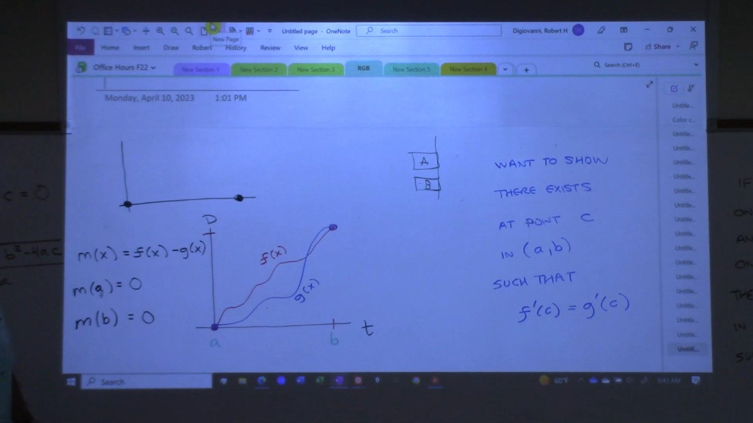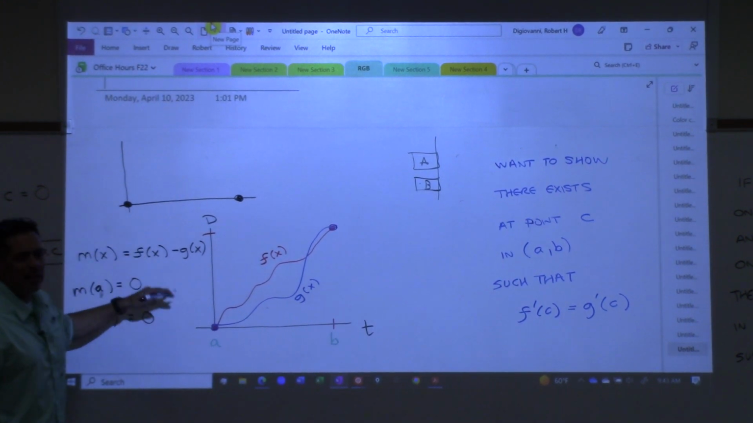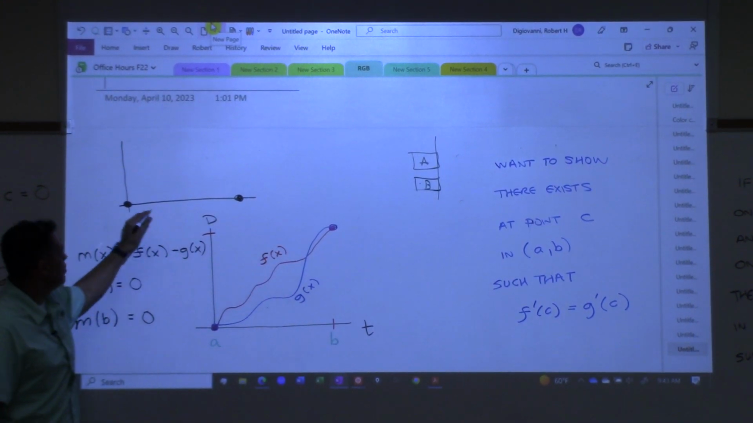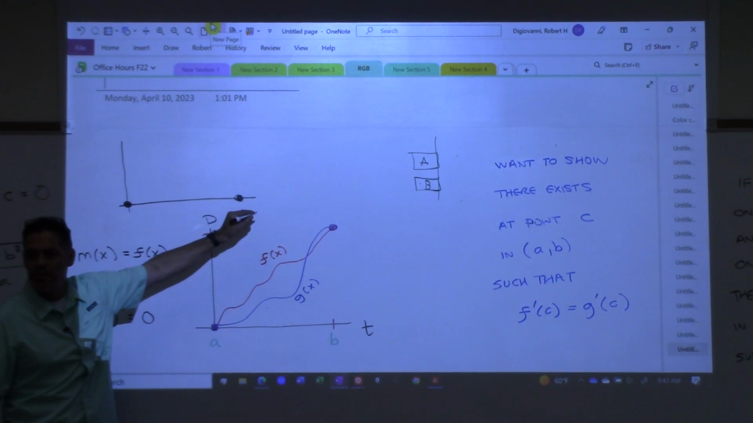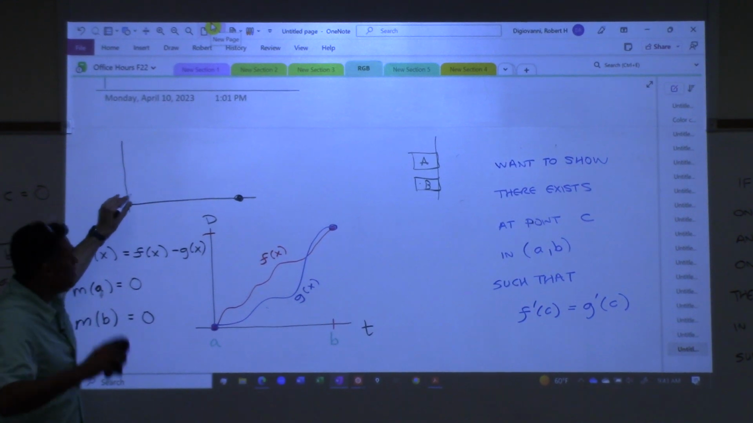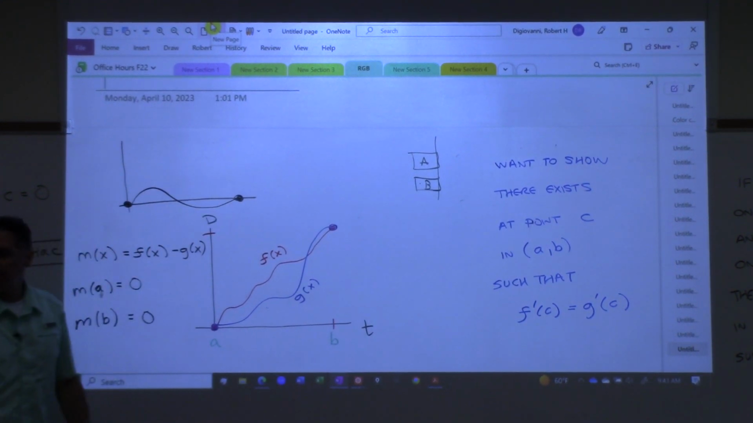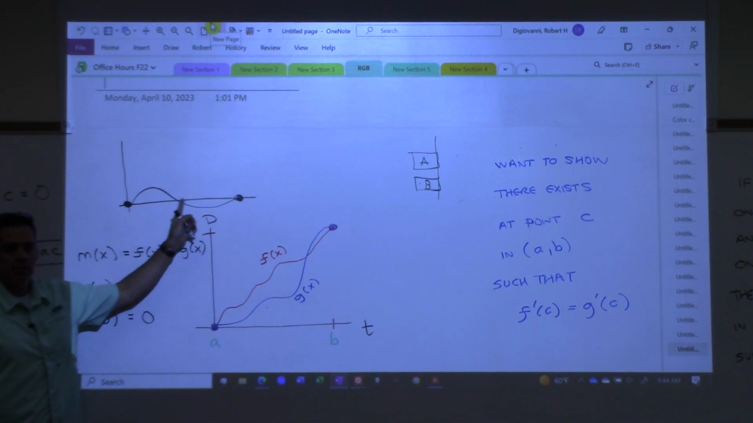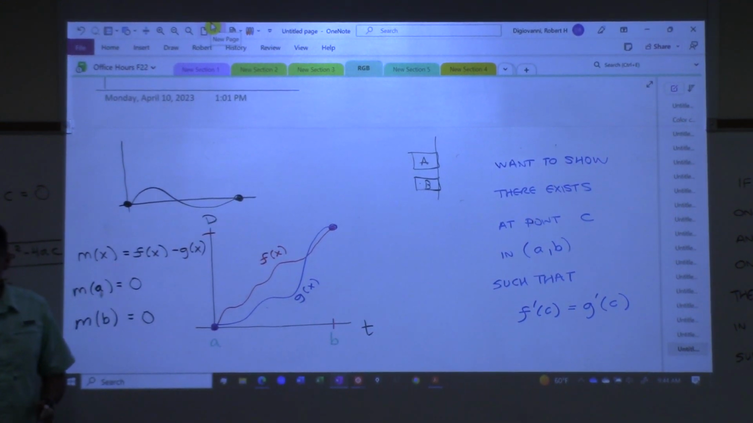And just geometrically, I don't really even care what m looks like, but do you agree that m has to be continuous? Like, I have to be able to draw this without picking up my pencil? So no matter what it does, who cares. No matter what it does, there's m, right? So is m continuous? Yes. On a closed interval, right? I'm going to use the mean value theorem now.